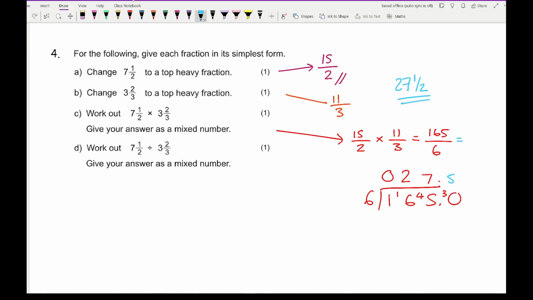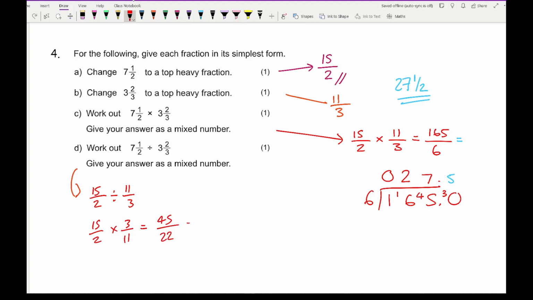And then for D, we've got to work out the division. So for D, we're doing 7.5, which is 15/2, divided by 3 2/3, which is 11/3. Remembering the rules of fractions, we flip the second fraction, so it becomes 3 over 11 and turns into a times, and that's going to be 45 over 22. Does that simplify? No.